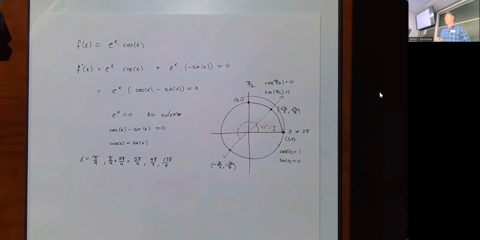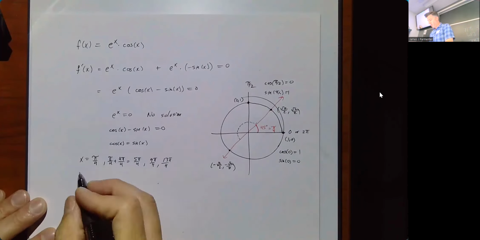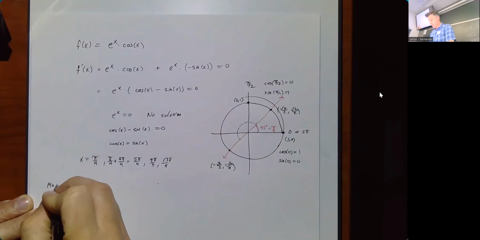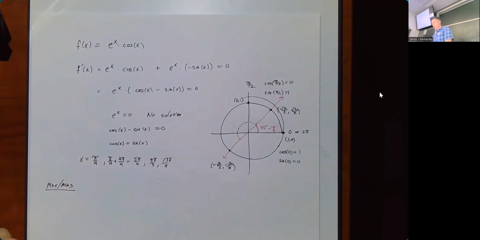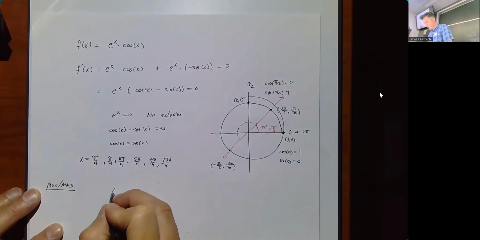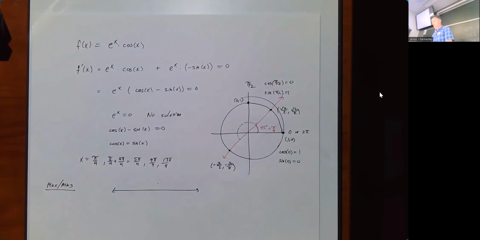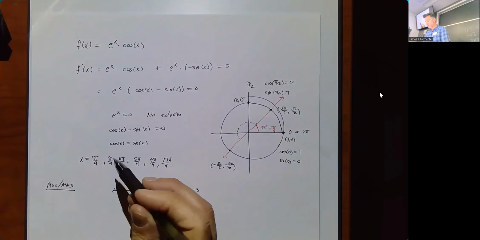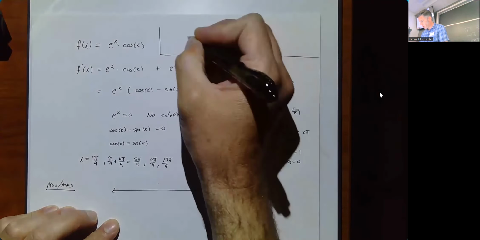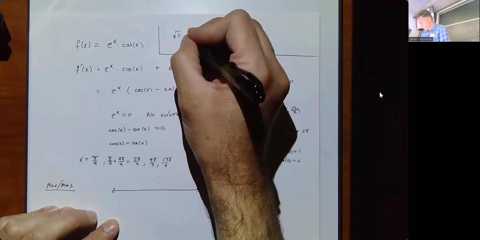Now, what's going to happen here is this function is kind of periodic, meaning it's going to repeat itself after every 2 pi, except the e to the x is going to make it more oscillating, but still it's going to kind of repeat. So how do I figure out where I have my maxes and my mins? I place these critical points on the number line. I should point out you also could have solved this by taking that interesting trig identity, the square root of 2 times cosine of x plus pi over 4.